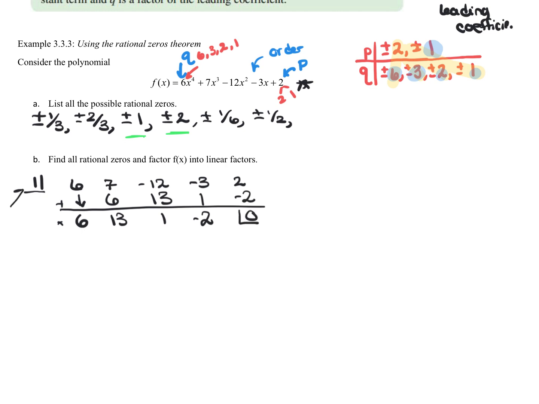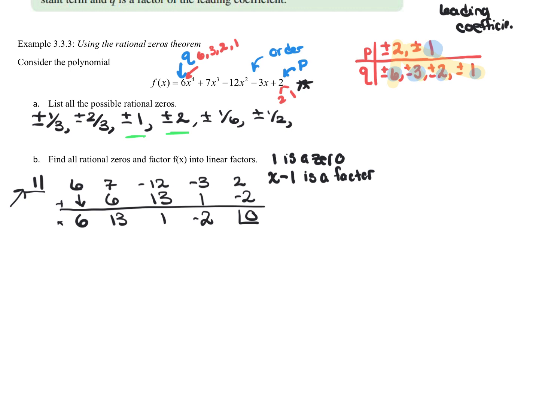That means that 1 is going to be a 0, which means that x minus 1 is a factor. 1 is a 0, because I got a remainder of 0. x minus that 0, x minus 1, is a factor.